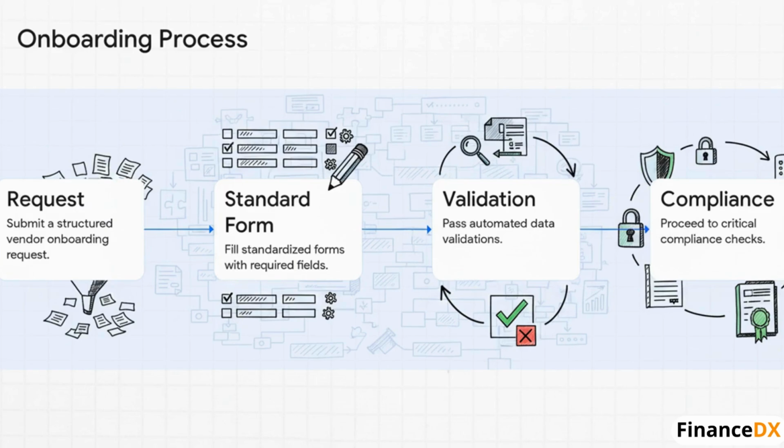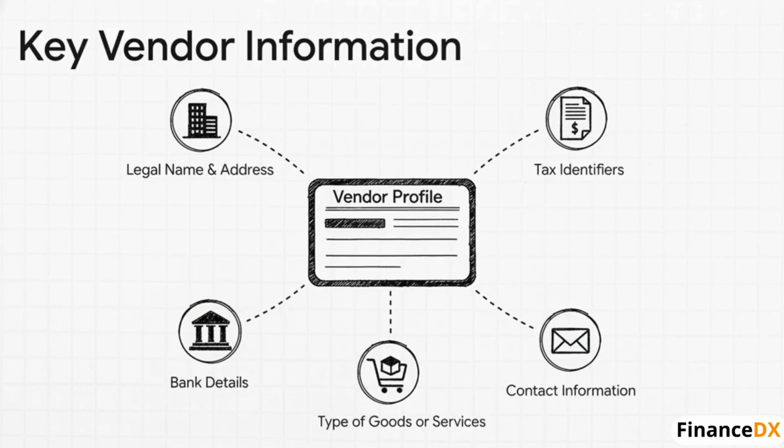It all kicks off with a formal request that makes sure everyone provides the right info in the right way from the get-go. See, a standardized system makes sure that all of this critical info gets captured every single time. No more scrambling to find a missing tax ID or realizing you don't have the correct legal name for a contract. The system just won't let you move forward without it.